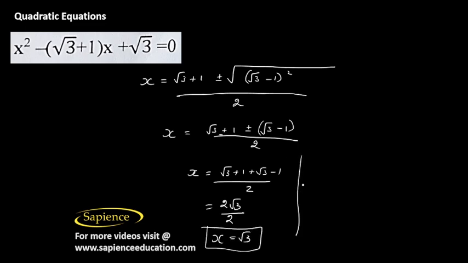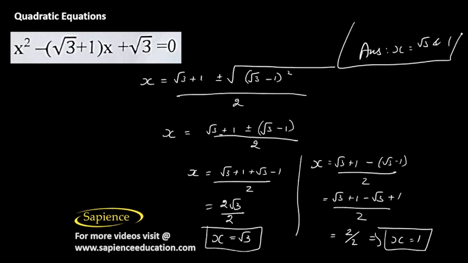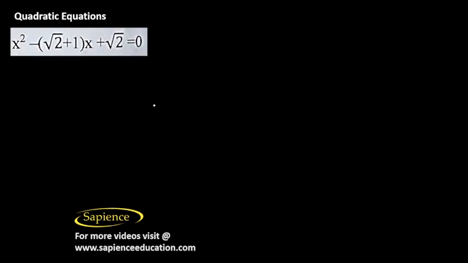Now in the other case, x is equal to root 3 plus 1 minus root 3 minus 1 divided by 2. So this is root 3 plus 1 minus into root 3, minus root 3, minus into minus 1 plus 1 divided by 2, plus root 3 minus root 3 will be 0, plus 1 is 2. So 2 by 2, which means x is equal to 1. The solution for this question is value of x are root 3 and 1. One more question.